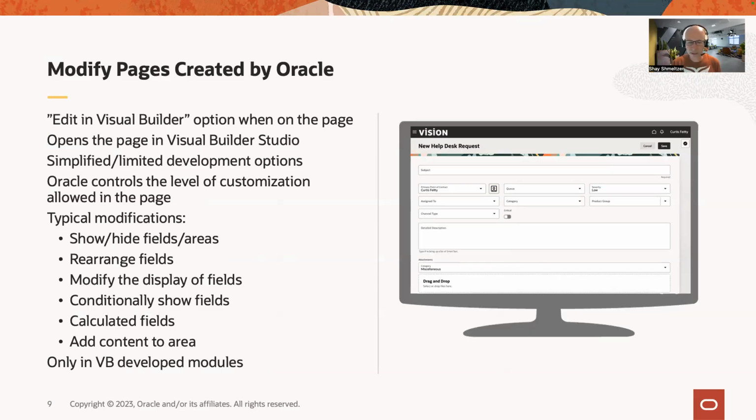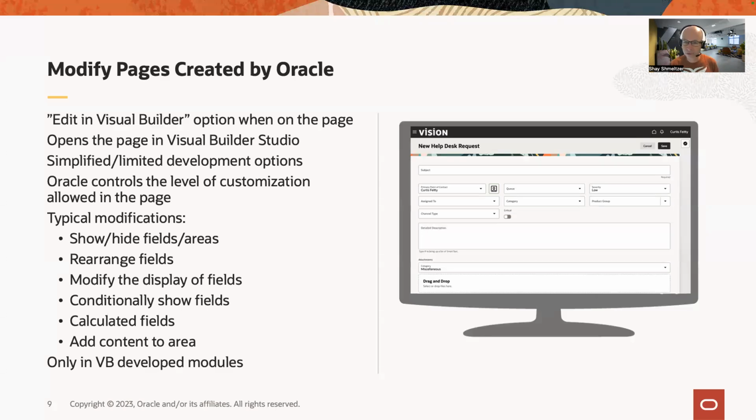So the first thing that you can do with Visual Builder Studio is you can actually edit pages that Oracle delivered to you. So Oracle created, as we said, over 900 Redwood pages in your Fusion apps. We worked very hard to make them very friendly, very easy to use. But as we said, sometimes you have some things that you might want to do and change in those applications.